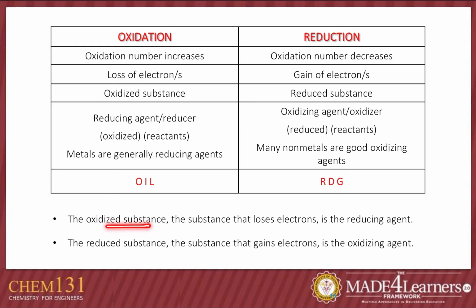So the oxidized substance is the substance that loses electrons. It's the reducing agent. And the reduced substance is the substance that gains electrons. It is the oxidizing agent. So, dili na nato kalimtan.